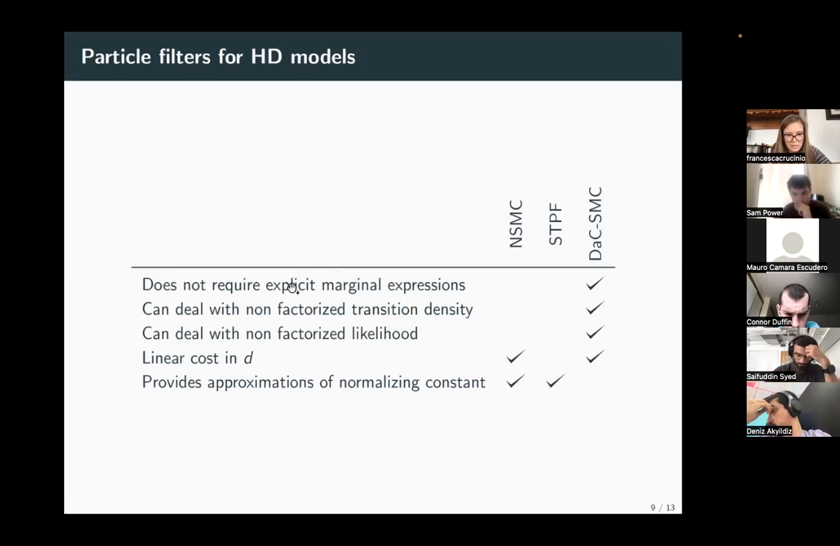So I already mentioned the first three. The divide and conquer SMC does not need a factorization in the model, while the other algorithms do.